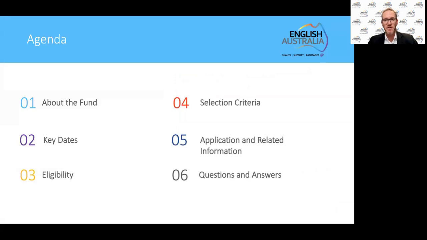First of all, I'd like to provide some information about the fund and just some background to how it became in existence. Secondly, we'll overview some of the key dates for which you need to be aware of, particularly if you're applying for one of the grants. We'll then look at the eligibility and provide some responses to frequently asked questions which we've already received regarding some of those eligibility requirements. We'll overview the selection criteria, which colleges need to submit in addition to eligibility, and then some general information related to the program itself and the application portal.